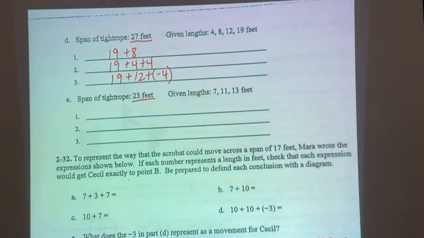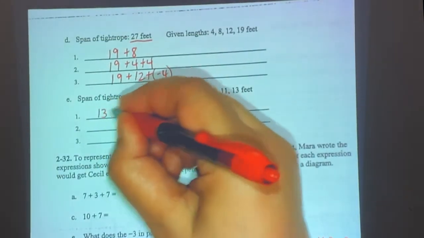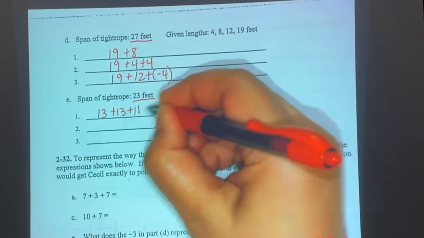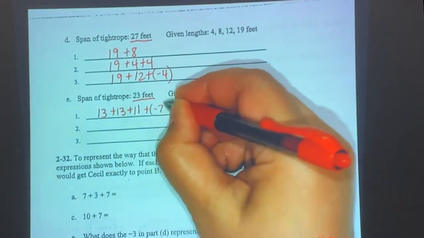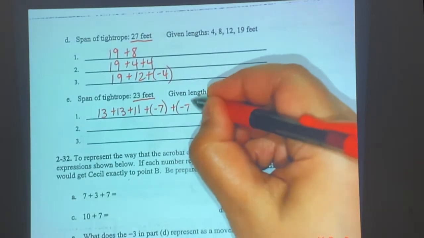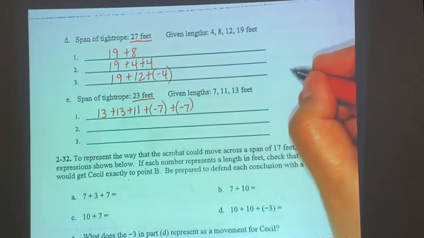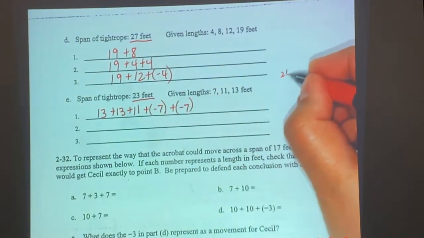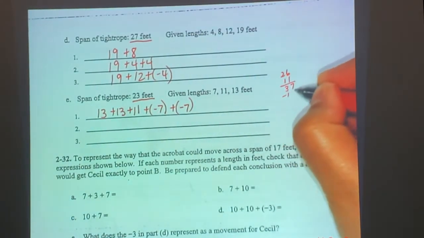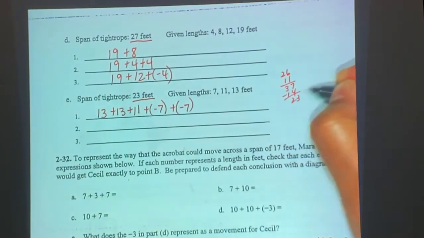Kind of hard, I know. Let's do 13 plus 13 plus 11 plus negative 7 plus another negative 7. Let me do this to the side. 13 and 13 is 26 and 11 is 37 minus 14 is 23. I just want to check.